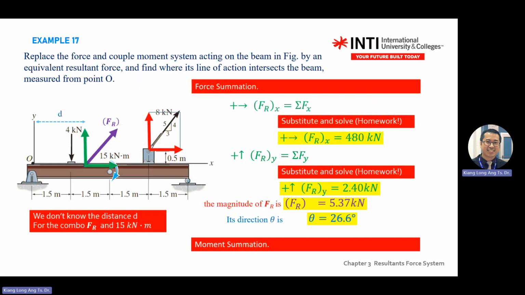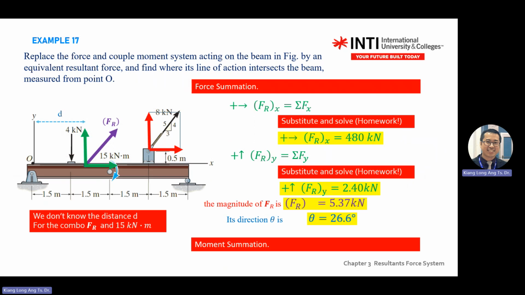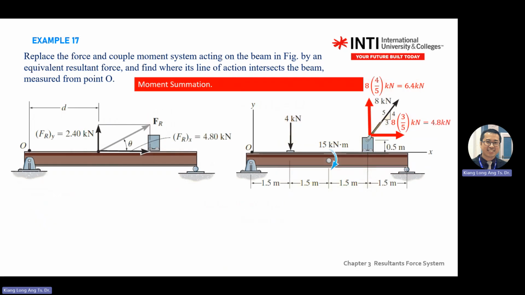Okay, so I just skip the steps. You place your FR over here, and you have your FY. I think there was a typo error just now. The value in my slide is wrong. It should be 4.8. Then there's a distance here. So you need to sum the moments. The one on the left equals the one on the right.